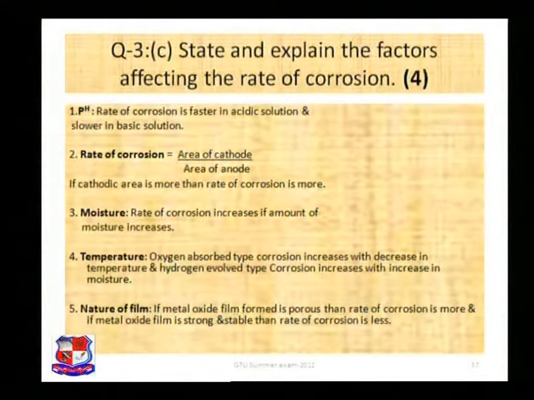The fifth factor we can take is the nature of the film. Okay, you know very clearly that the metal reacts with oxygen from the atmosphere and forms a metal oxide film. If the metal oxide film formed is very porous, porous means it is very soft, then what will happen? More oxygen will penetrate inside and the rate of corrosion will be faster.